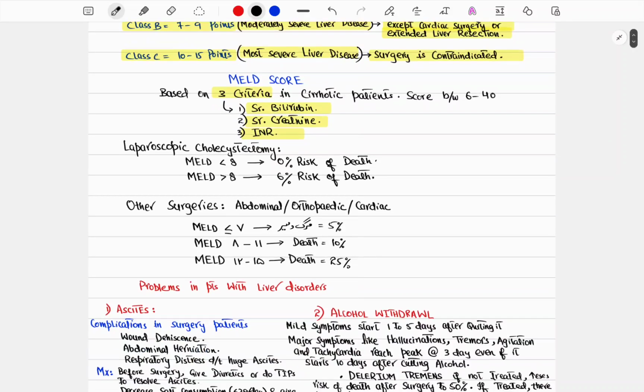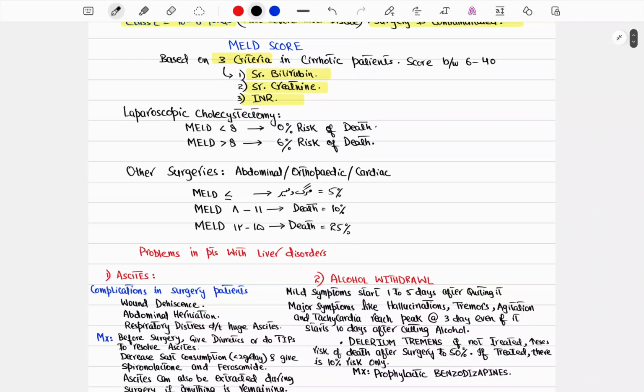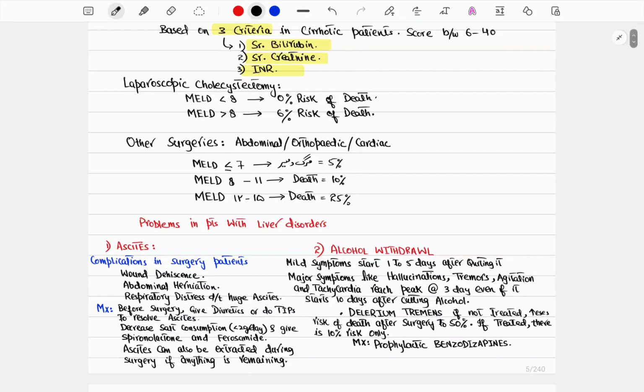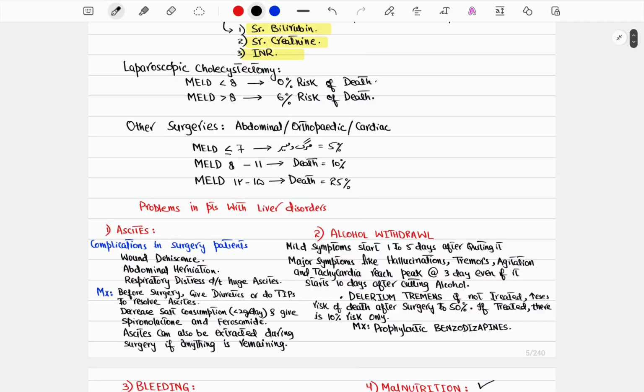For other surgeries like abdominal, orthopedic, or cardiac surgeries, with a score of less than or equal to 7, death occurs in 5% of patients. If the score is 8 to 11, it occurs in 10%, and if it is 12 to 15, death occurs in 25% of the patients.